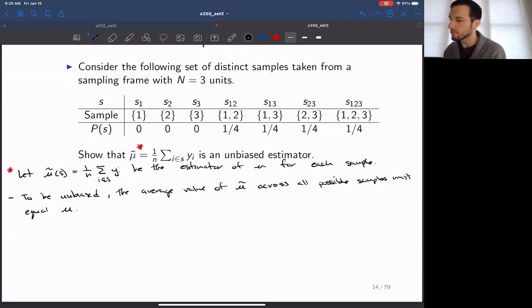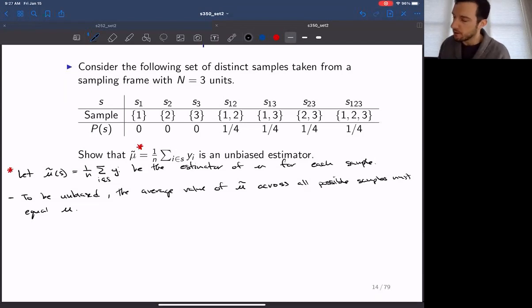Okay. So the value as it's written on slide 14 here, the mu tilde, is actually the estimator that we are going to use in practice, because that's the estimator for each of the different samples. To show that mu tilde is actually unbiased, we need to consider the average value of mu tilde across all of the different possible samples that it can be applied to for a particular frame or target population of interest.